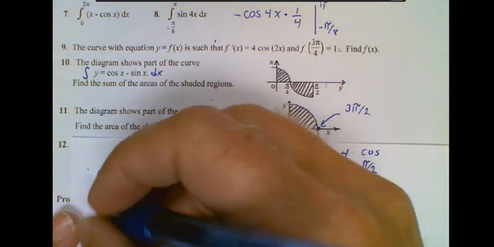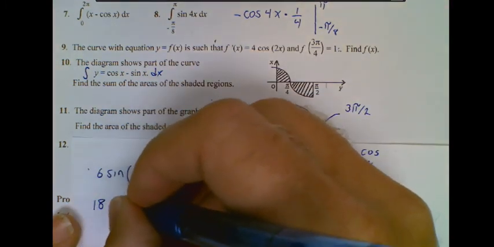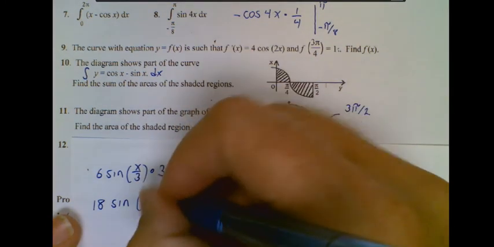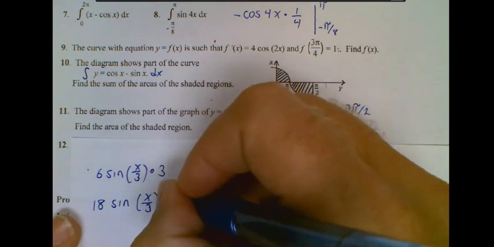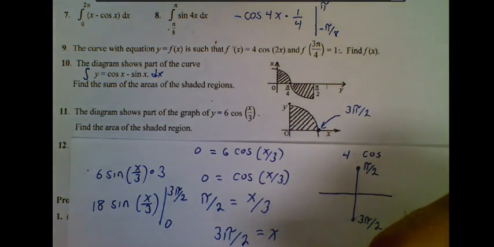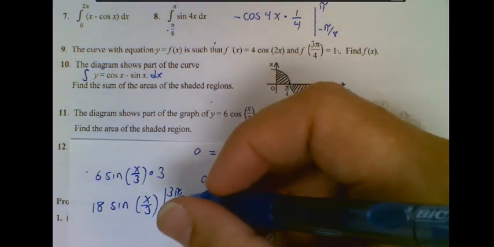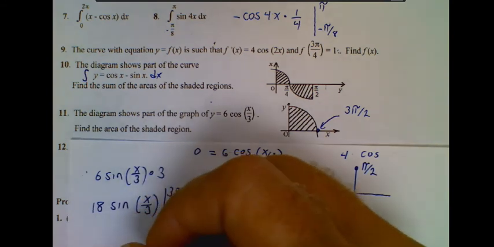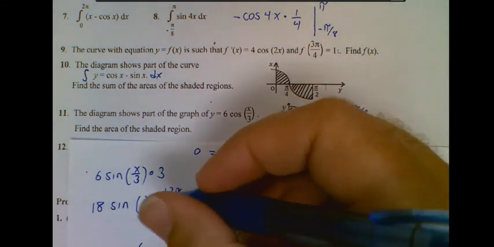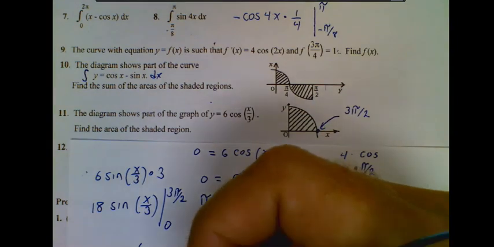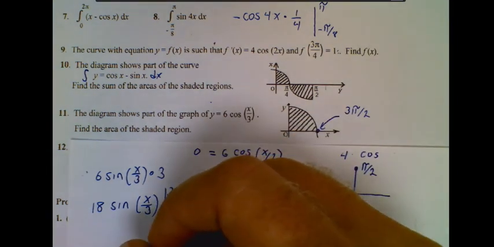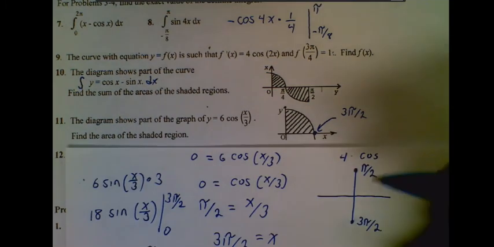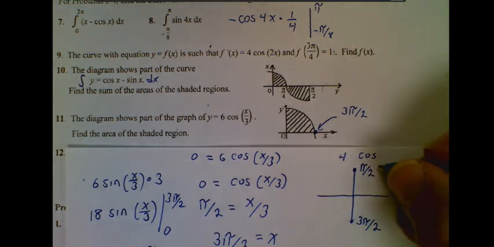So now I can combine those and get the 18 sine of x over 3. And we are evaluating that from 3 pi over 2 to 0. So if I plug in my 3 pi over 2 right here for x, that's going to become 3 pi over 6, which becomes pi over 2 after we reduce.